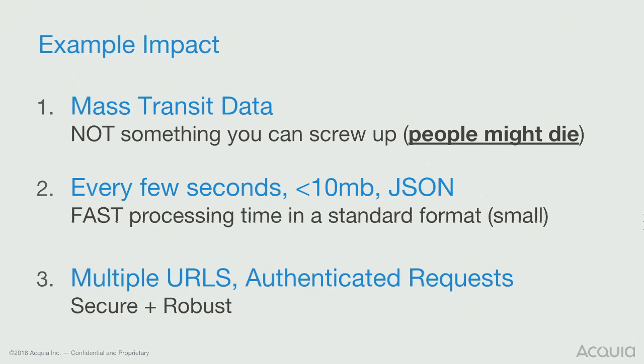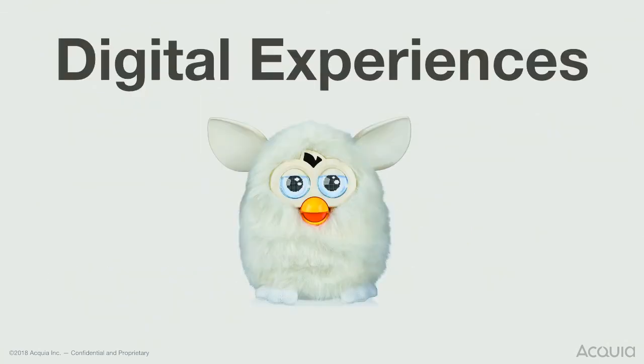And then finally, the fact that we've got multiple URLs with authenticated requests, we have to be cautious that whatever we're doing to keep this secure and robust does not have a direct impact on our performance. So we need to be smart about how we're going to access the data and work with it. So let's think about the digital experiences that we might be powering with this pipeline.